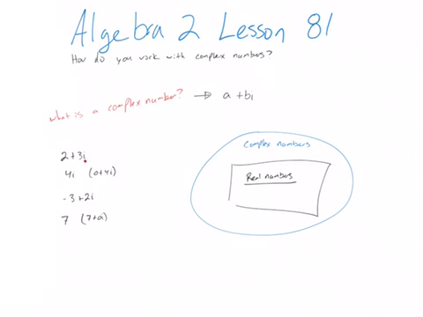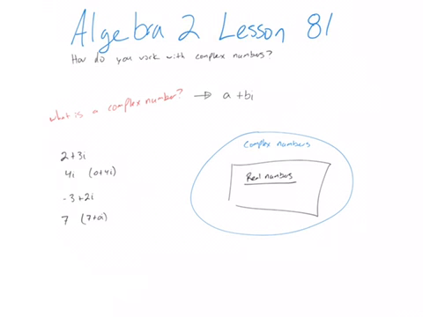So 2 plus 3i, that's a complex number. 4i is a complex number as well because it can be written as 0 plus 4i. -3 plus 2i, that's in that form as well, or just 7, right? Because that would be 7 plus 0i. Well, 7 looks pretty familiar. That's a number we're used to working with, and that's a normal real number.